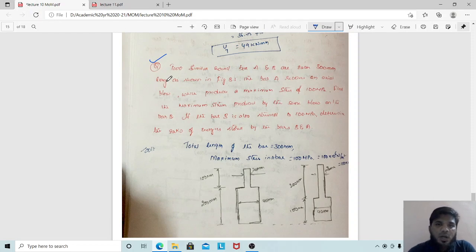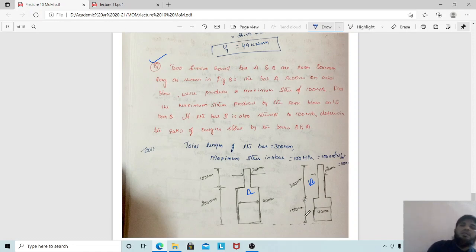So two similar round bars A and B. This is my bar A. Here I am drawing, this is my bar A and this is my bar B. So we have two bars. In both the bars, they have given some data as shown in the figure. Each is 300 meters in length. The total length of both the bars is 300, 100, 200. In this varying section, the first section is smaller and the second, bigger section is longer. Whereas in the other, the smaller section is longer and the bigger section is shorter.